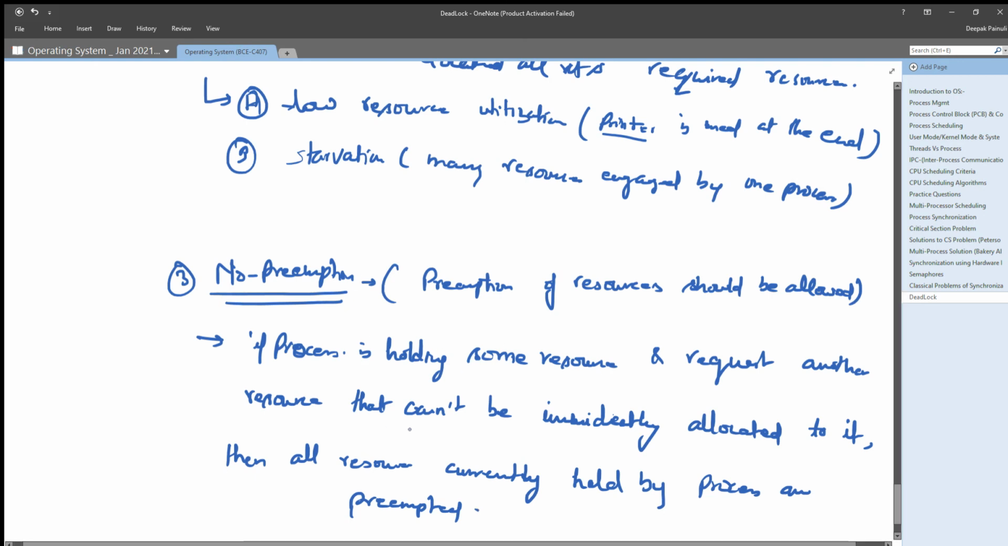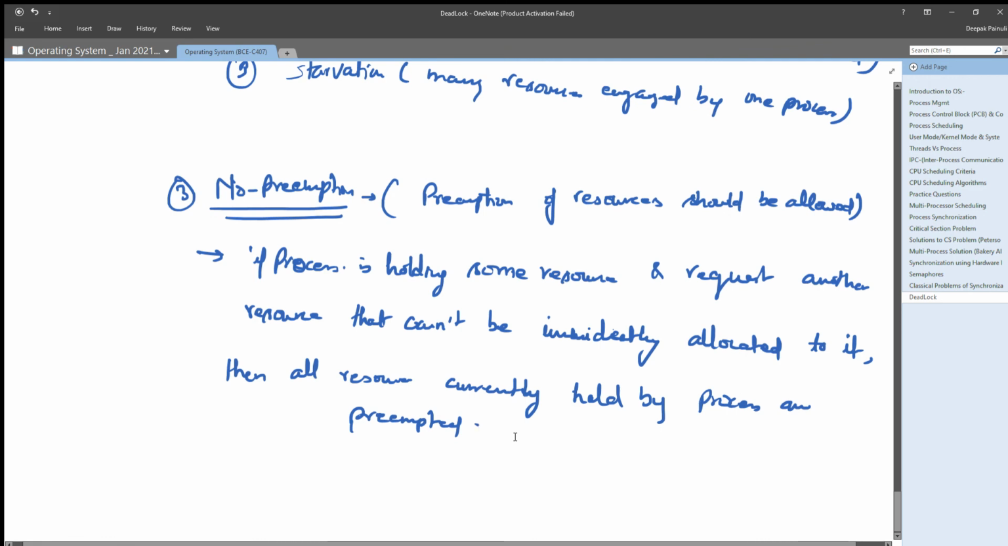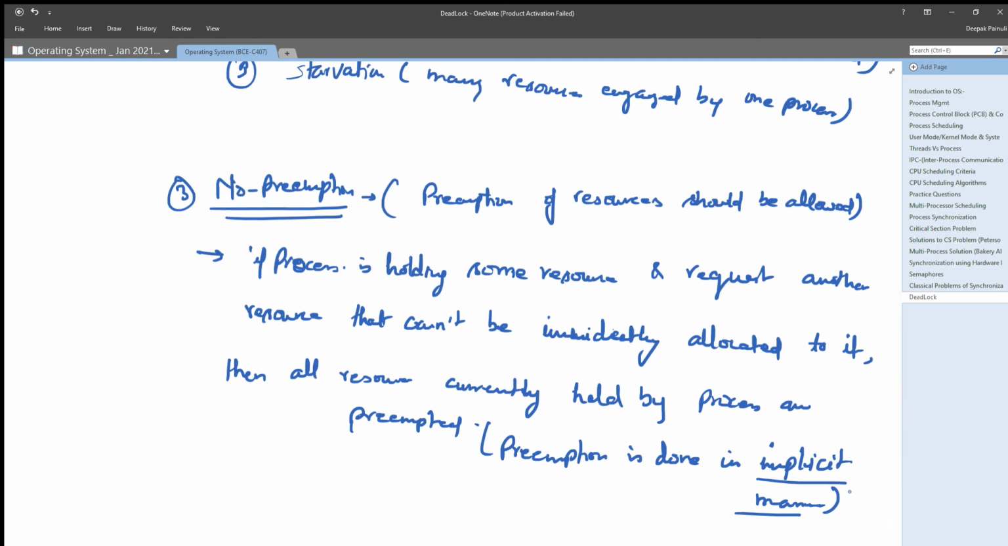And secondly, this preemption is done in an implicit manner. That means those engaged processes have to preempt by themselves only, right?